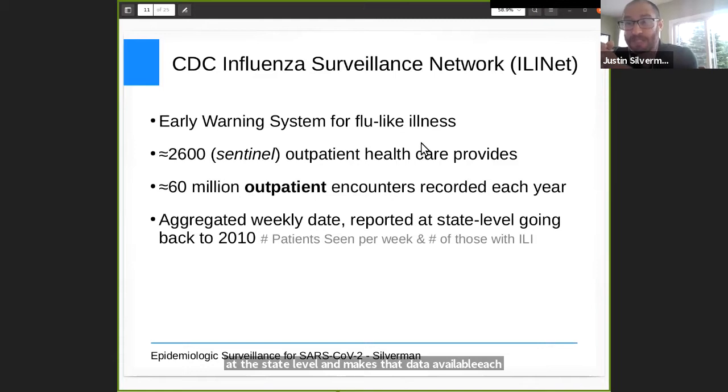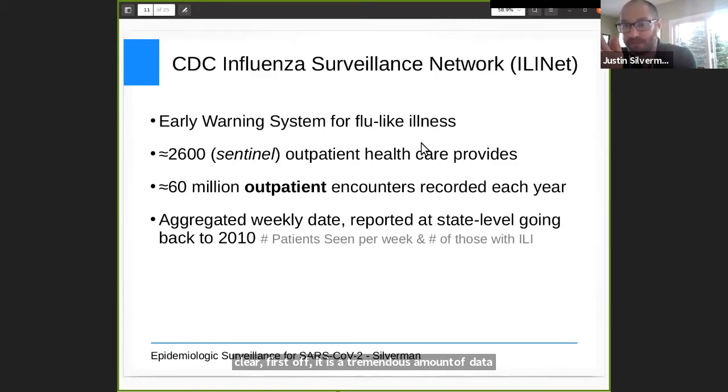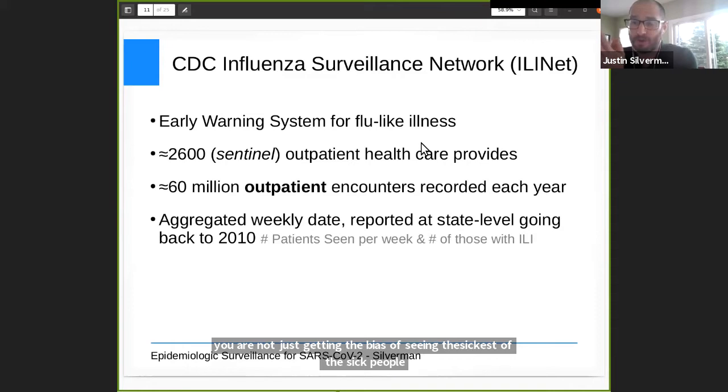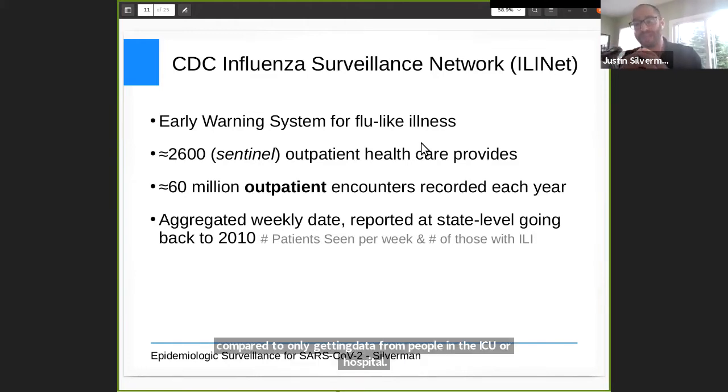This captures about 60 million outpatient encounters each year. So just to be clear, first off, it's a tremendous amount of data. And the other point is that these are all outpatient, right? So you're not just getting the bias of seeing the sickest of the sick people. Now, you are only seeing people who decide to go see their physician, but at the very least, when we're talking about March of 2020, this seems like an improvement compared to only getting data from people who are in the ICU or in the hospital. So this is the data set. Right? And one of the important parts is that we had data going back to 2010.